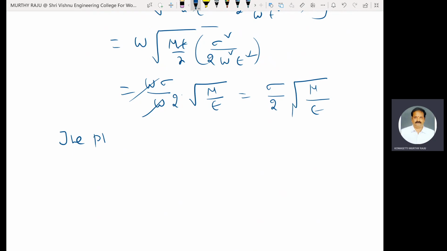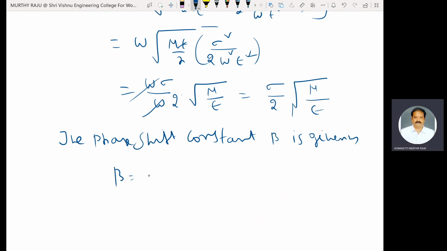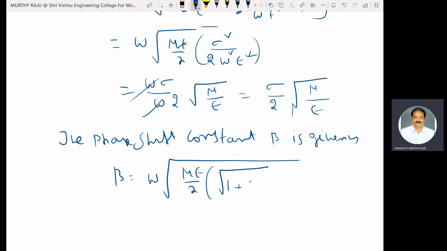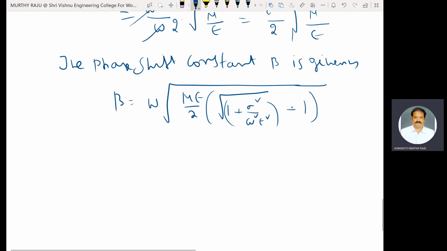The phase shift constant beta is given by beta is equal to omega square root of mu epsilon by 2, times the square root of 1 plus sigma square by omega square epsilon square, minus 1. Again, that minus 1 is not minus 1, it is plus 1.